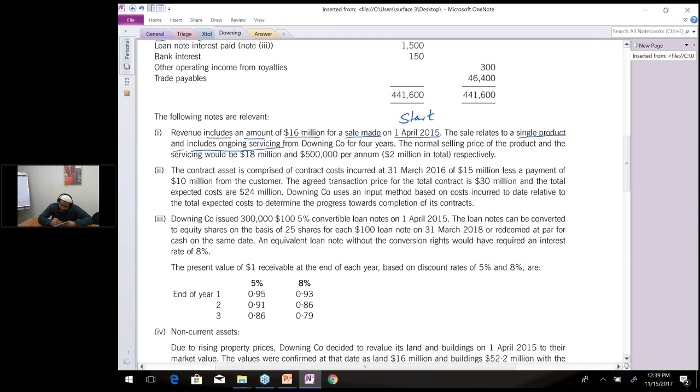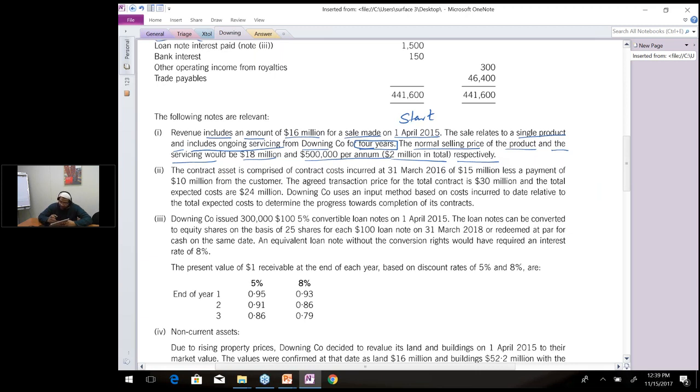So it includes ongoing services from the company for 4 years. So we are going to provide the services for 4 years. The normal selling price of the product and the servicing would be 18 million and 500,000 per annum. That makes 2 million in total respectively. So this is a case of IFRS 15.